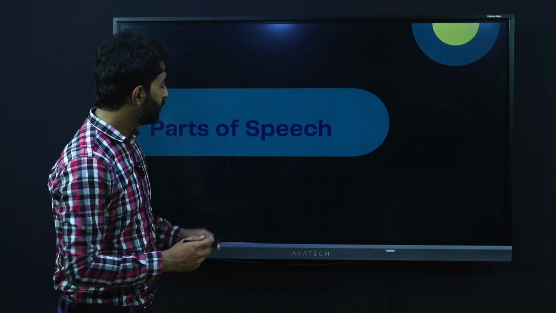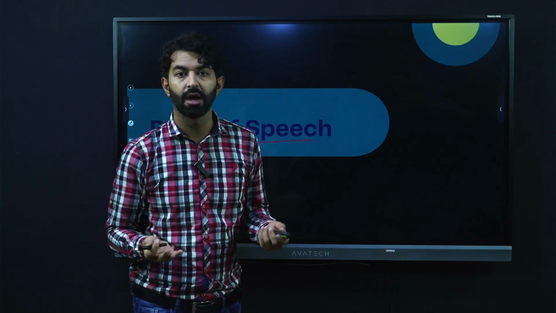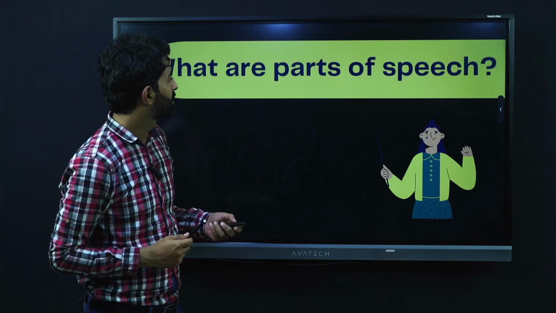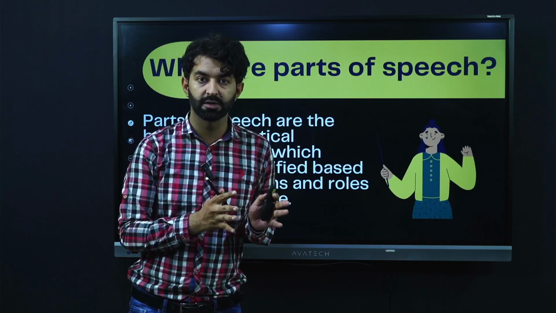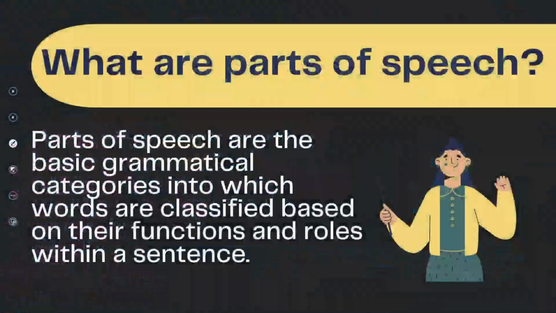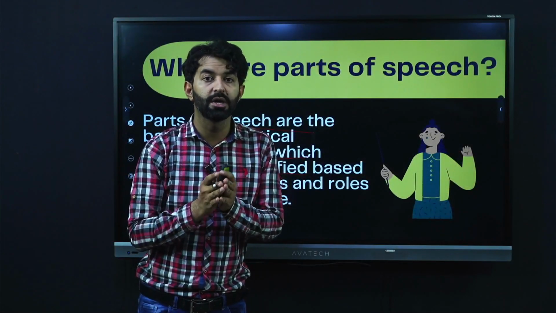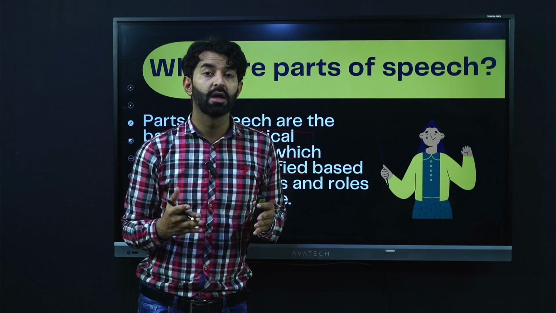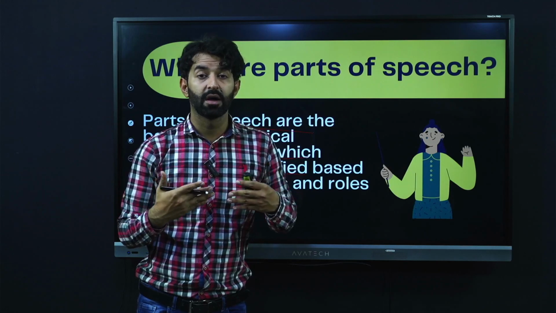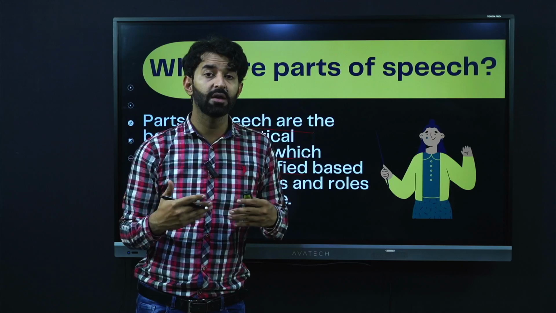Now, we are talking about parts of speech. What are parts of speech? It says that there are different parts, and we are going to learn them. Parts of speech are the basic grammatical categories into which words are classified based on their functions and roles within a sentence. Every word is classified into something. A word can be a noun, pronoun, verb, adjective, adverb. It can be a preposition and conjunction. It can be an interjection and so on. And it could also be an article.